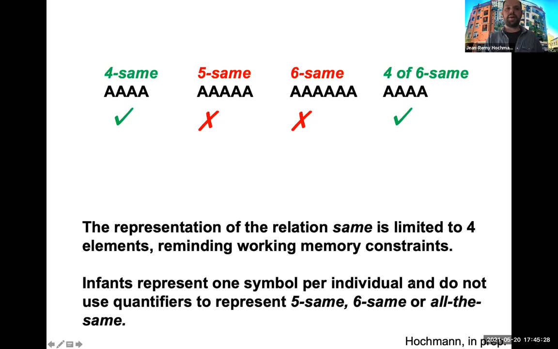Now a final point is that, in fact, we never expected them to represent five same or six same, because at that age infants are not supposed to have an exact representation of five or six, right? What they should be able to represent at that point is something like all the same. So this is the final thing that we tested.